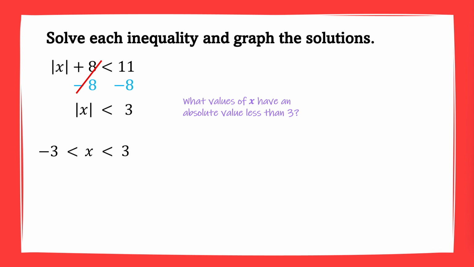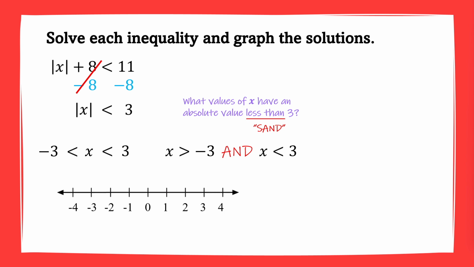As a little trick to remember this, less than sounds like sand. Imagine x being sandwiched between 3 and its opposite. This can also be written using an AND statement, where x is greater than -3 and x is less than 3. To graph this, we put open circles at -3 and 3 and shade the region in between.